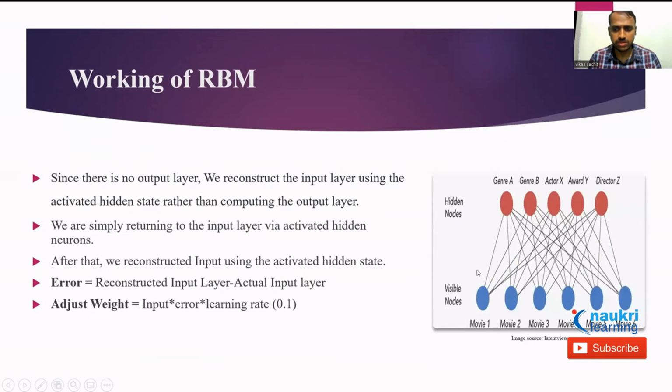Now let us see a practical example. You can see that these are movie 1, 2, 3, 4, 5, 6. And these are genre A, genre B, and actors X, Y, Z. Here the main thing is that I have to predict: if a person is watching movie 1, what should the model suggest? Which movie? For example, if movie 1 has a genre A character, our model should predict or suggest that he may watch a second movie based on proper training.